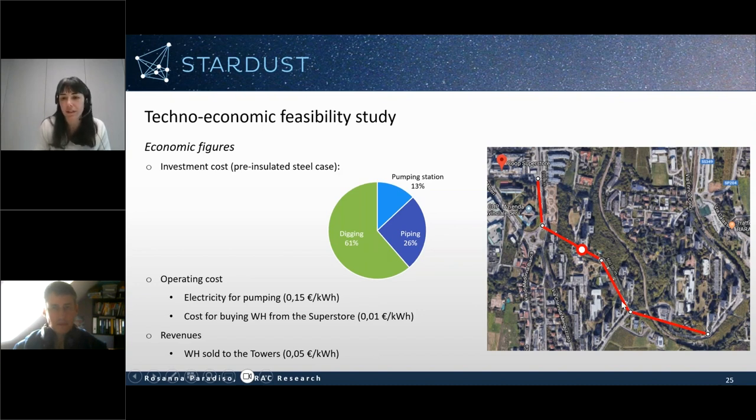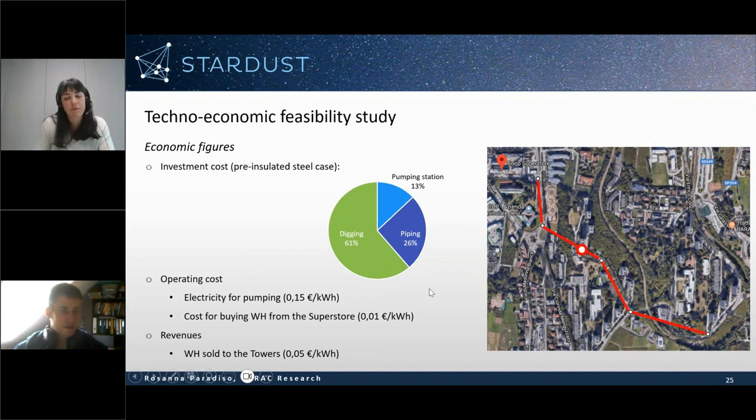The digging is a very relevant item, also because it has to be considered that this layout is not linear, and there is also a slope between the COP Superstore, the shopping mall, and the towers. So it is a particular layout. The digging is a relevant item in any case, even in the PEAD pipe case. Just to give an example of the distribution of investment costs.